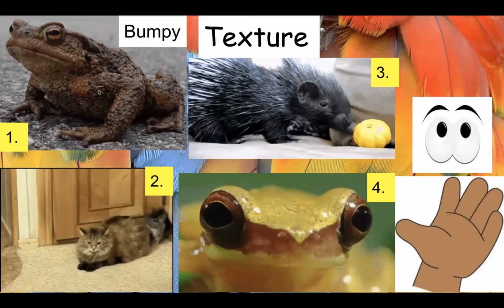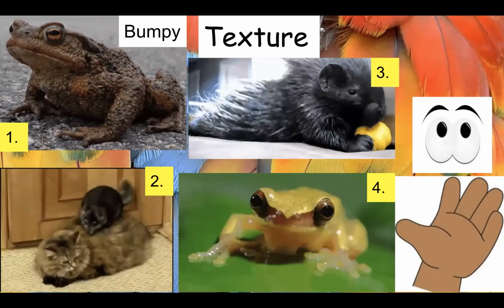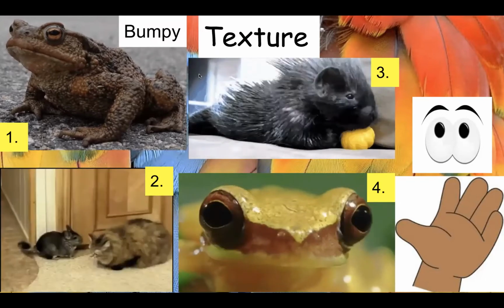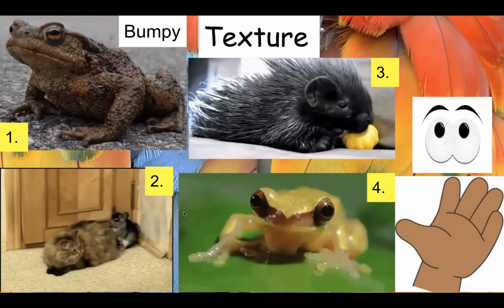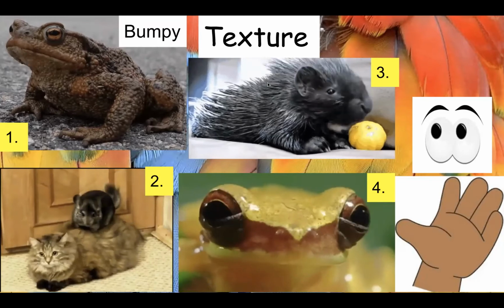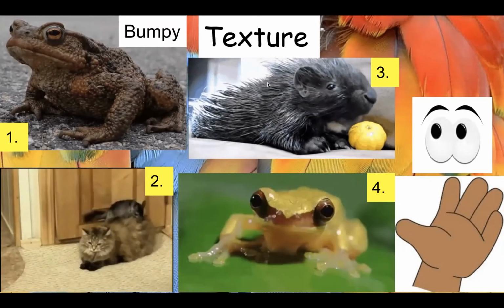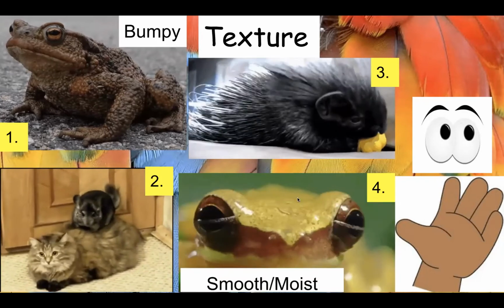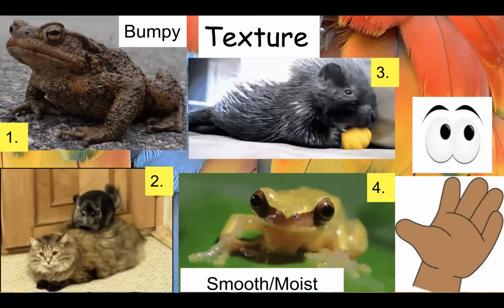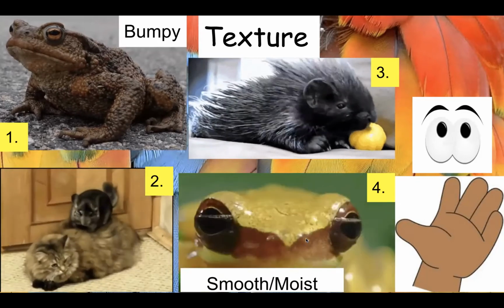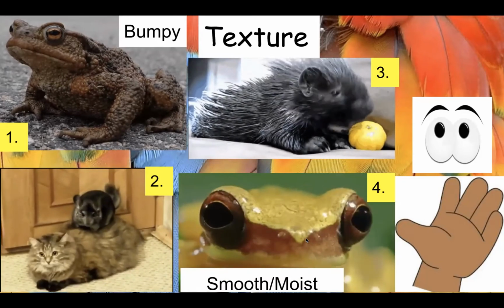Our next word is smooth and moist. Moist means it's kind of wet. So which animal do you think might be smooth and moist? Go ahead and make your guess. And hopefully you guys said it's the frog, number 4. And the big clue for the frog, look at his face. It looks kind of shiny, like it might have some water on it. So the frog is definitely smooth and moist, just a little wet.